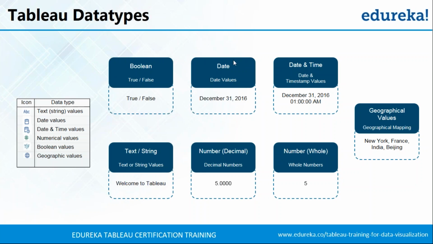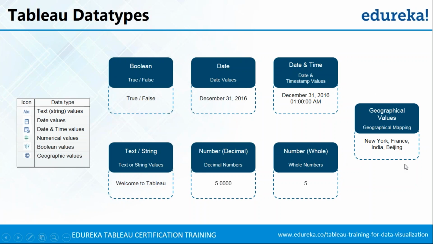Then Tableau supports date values, and the format could be like this, like December 31, 2016. Apart from that, there are also date and timestamp values, which contain the month, the date, the year, and also the time. And it can be in this format like you see over here. It will contain the hours, minutes, seconds, and AM or PM. Now Tableau also supports text or string. Text like welcome to Tableau. This is an example. Then it also supports numbers, both decimal and whole numbers.